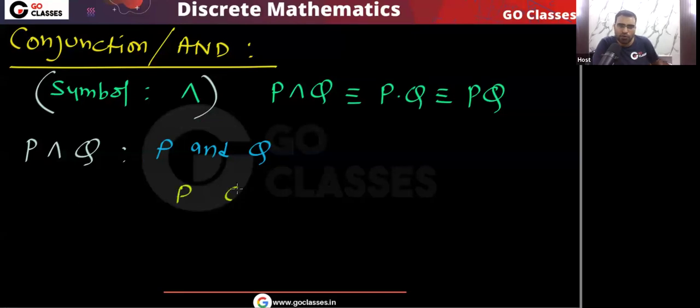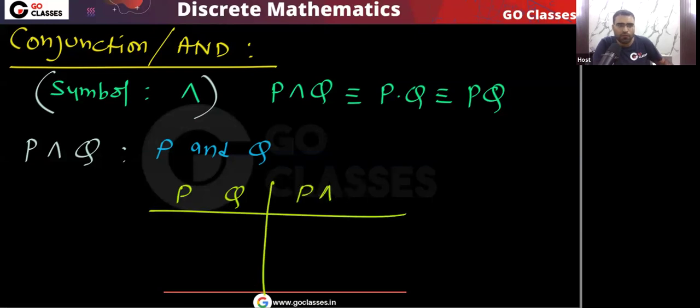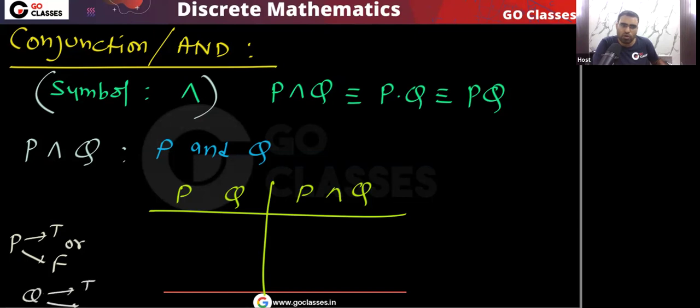So you can see if you have P, Q, then what is the behavior of P and Q? Now you tell me one thing. P is a proposition, Q is a proposition, right? So P can be true or false. Yes or no? Either P is true or P is false. Similarly, Q is true or Q is false. Very simple. So tell me, for P comma Q, how many truth value combinations are possible?